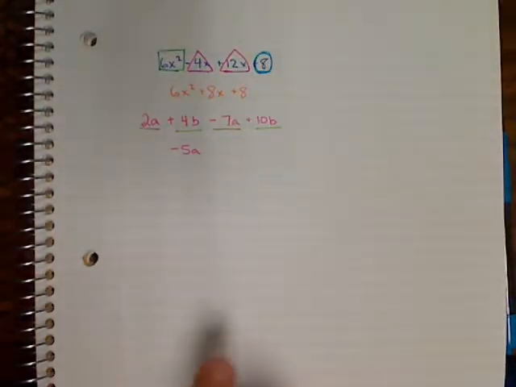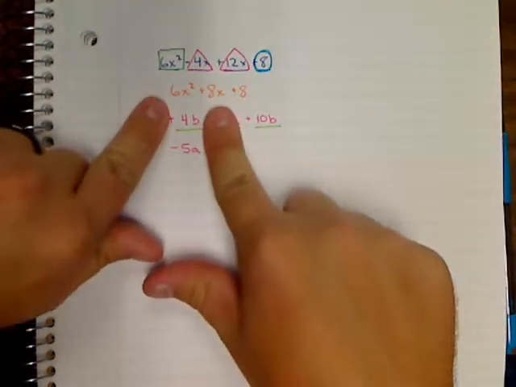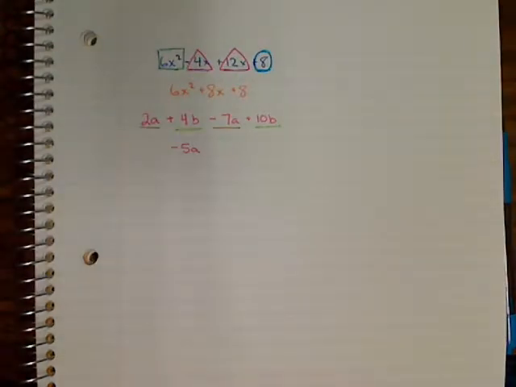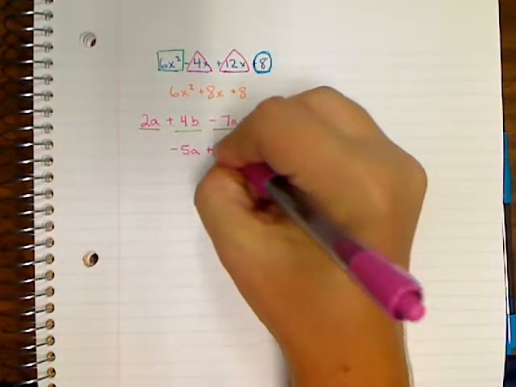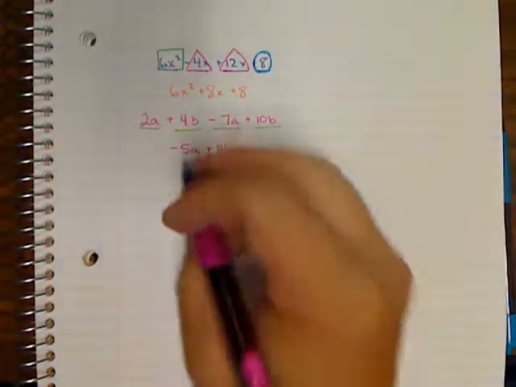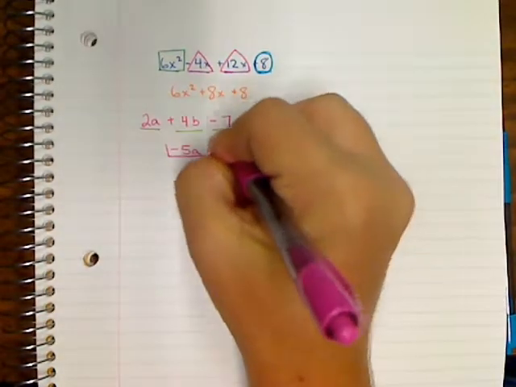Okay, and then if I'm looking at b's, I'm going to ignore the a's. So you've got 4b plus 10b will give you 14b. So that would be my fully combined answer there.